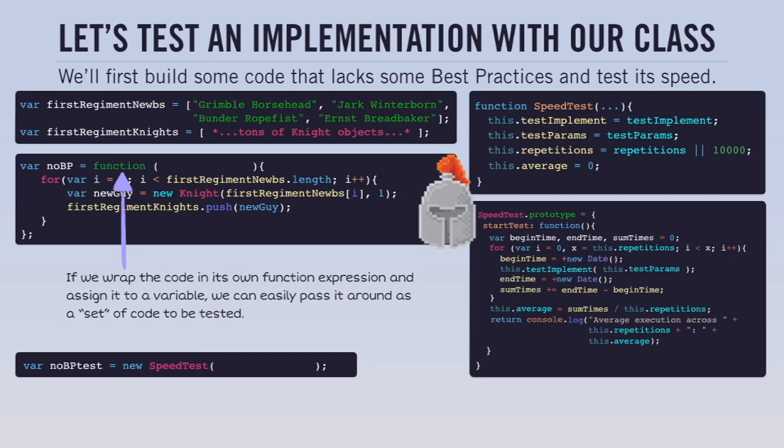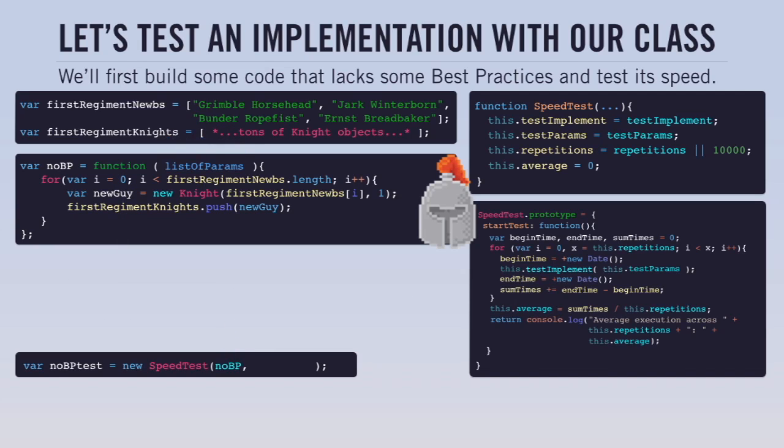And we're going to assign that function expression to a variable. Now, once that code is inside that anonymous function, we can very easily pass it around to whatever other function we would like to pass it to. So you can see inside of the speed test call, we've now got no BP as the implementation that we want to test for speed.